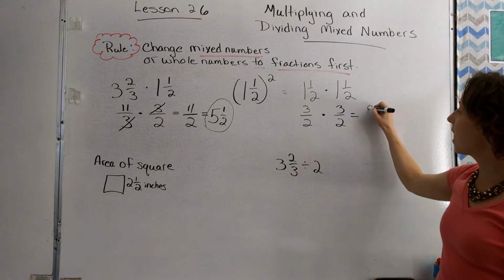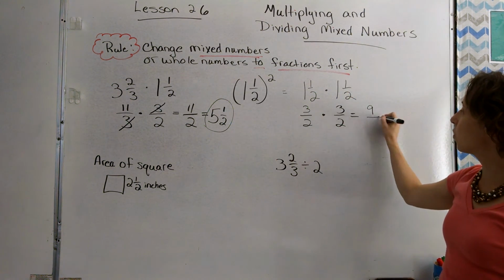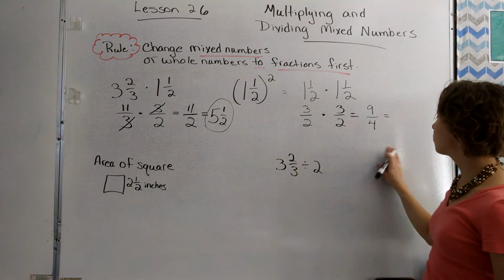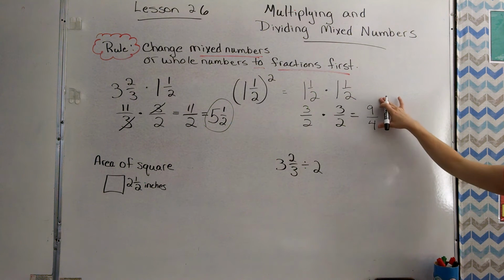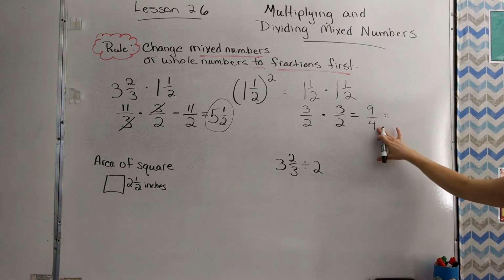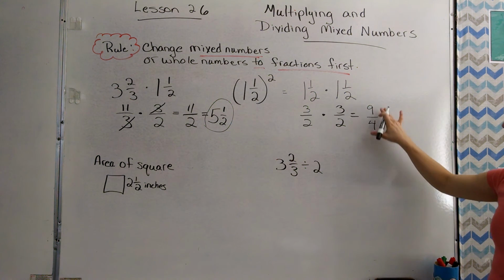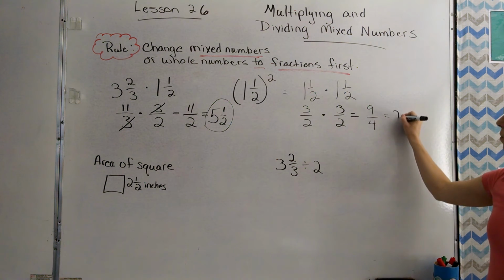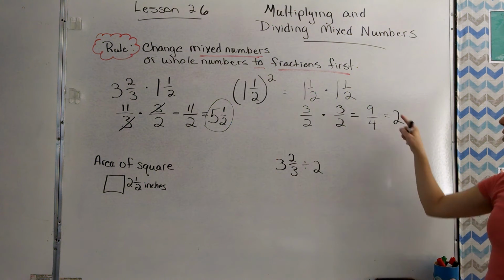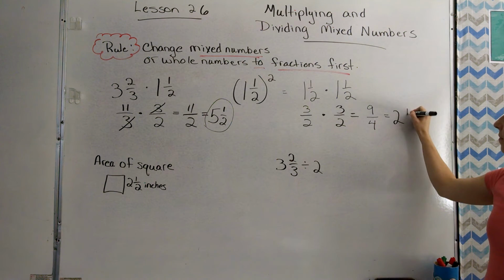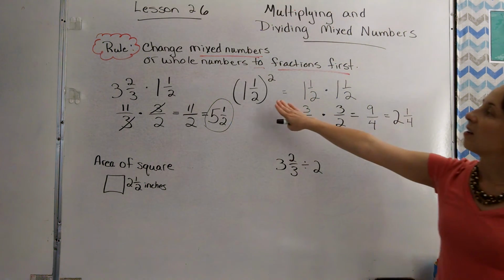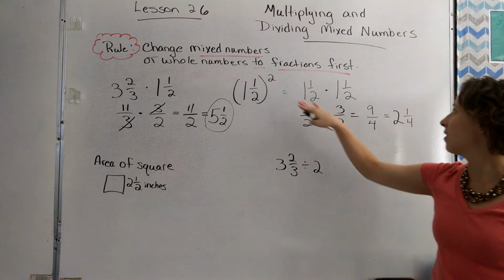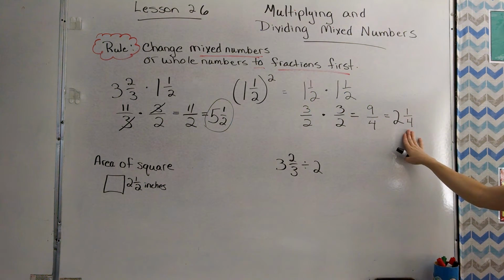3 times 3 is 9. 2 times 2 is 4. Now, let's write this as a mixed number. Right now, it's an improper fraction. Take 9, divide by 4. How many 4's are there in 9? There's 2. How many are left over? 1. Keep it over 4. 1 1/2 squared is 2 1/4.